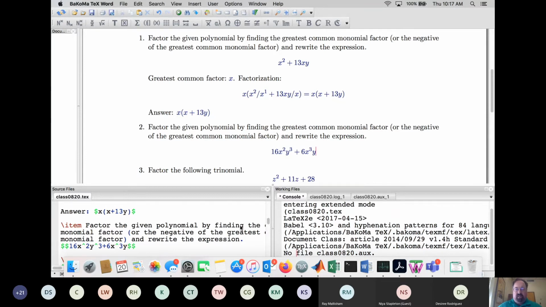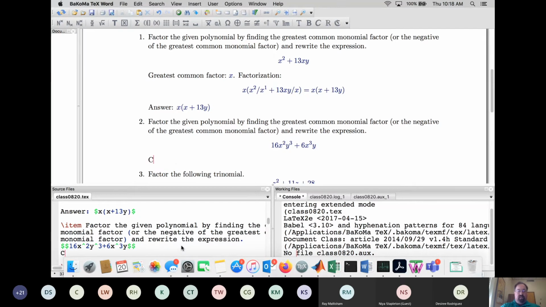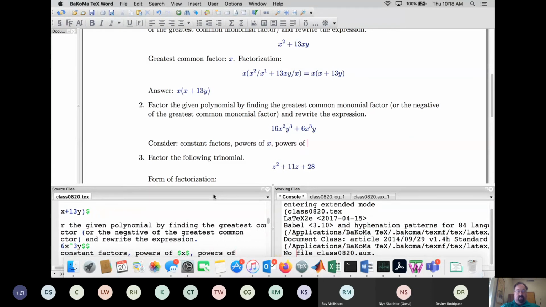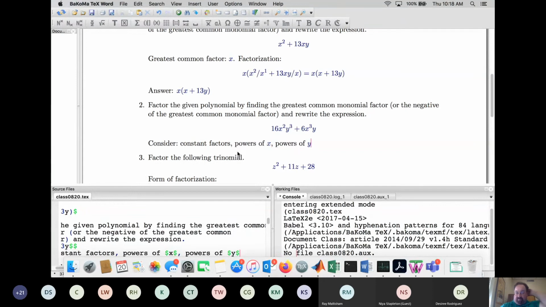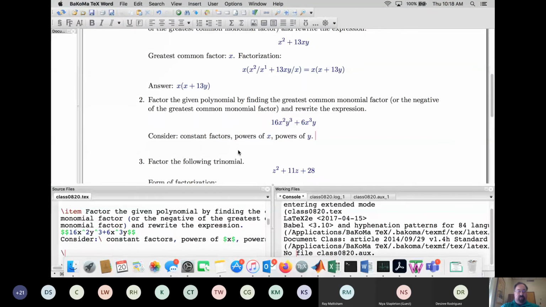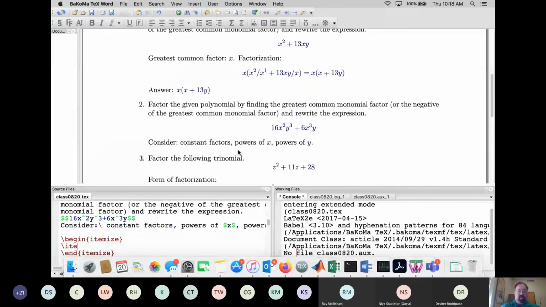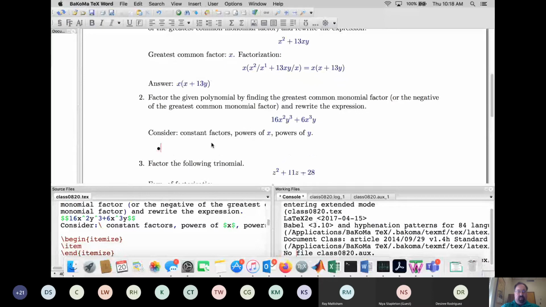Okay. So we'll try this one. So what do we have here? We have powers of x, we have powers of y, and we also have constant factors. So those are three things to look at: constant factors, powers of x, powers of y. So we go through this in order. First, look at constant factors.